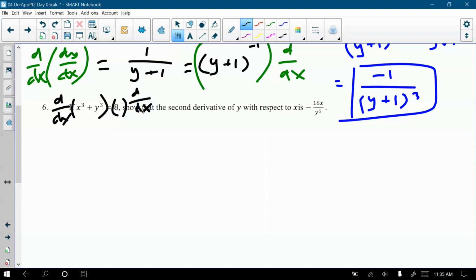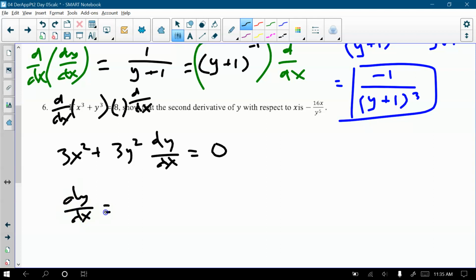There you go. Last one, we got 3x squared plus 3y squared dy dx, because I'm taking the derivative of y with respect to x, equals 0. If I move everything to one side of the equation, I get negative x squared over y squared. I move the x squared over here, I divide it by y squared, and the 3 is canceled. Now let's take the second derivative.